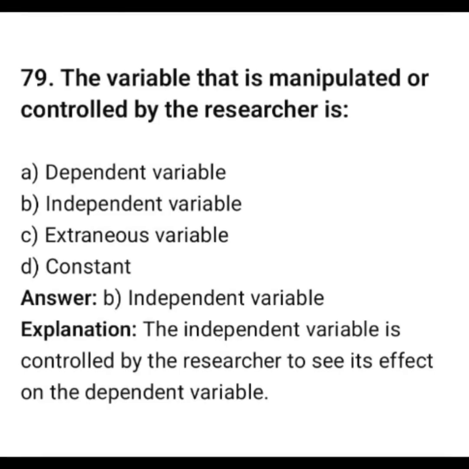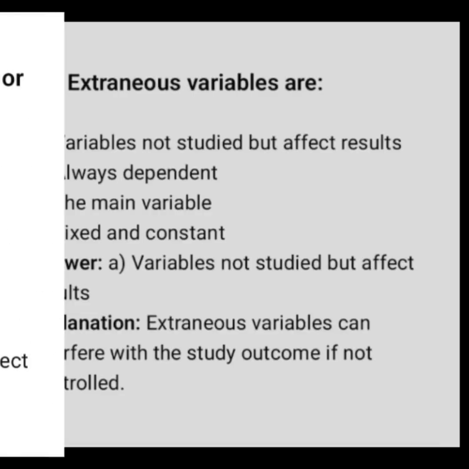The variable that is manipulated or controlled by the researcher is dependent variable, independent variable, extraneous variable, constant. The correct answer is option B, independent variable. The independent variable is controlled by the researcher to see its effects on the dependent variable.